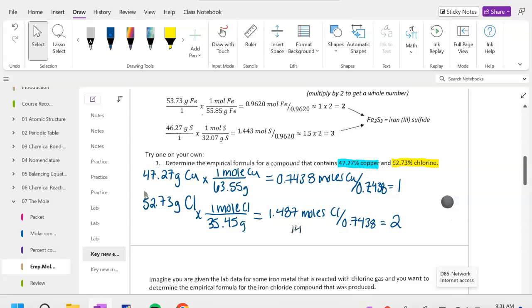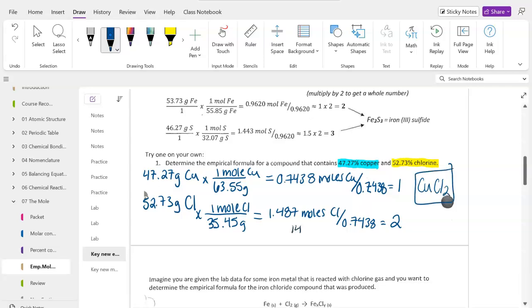So my final answer is Cu, and I don't need to write the 1 there, Cl2. So this compound is going to be copper(II) chloride. And this is good because in ionic compounds, with transition metals, we actually don't know their charge. So we use empirical formulas to help us figure out what the charge is on that copper ion or on that transition metal. And there you have it.